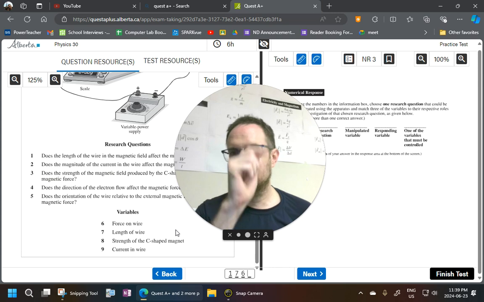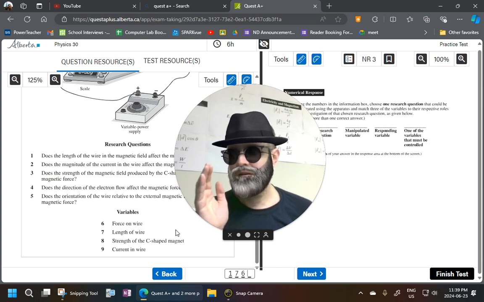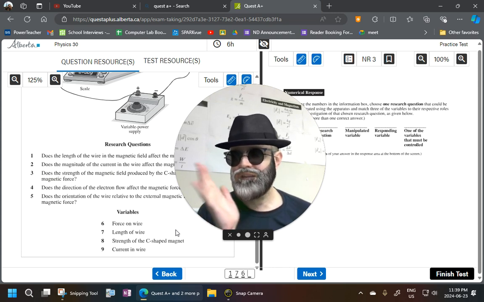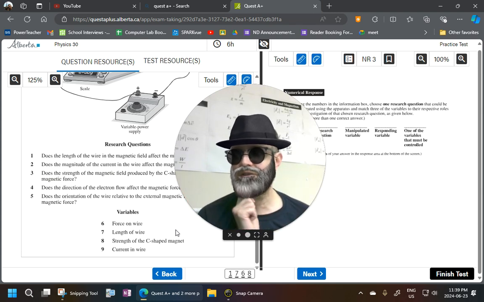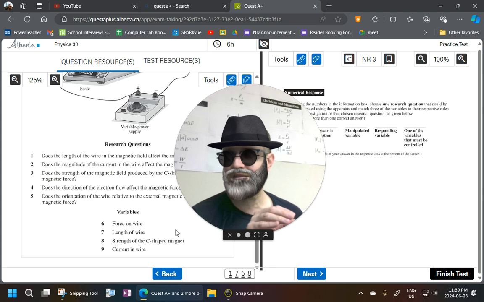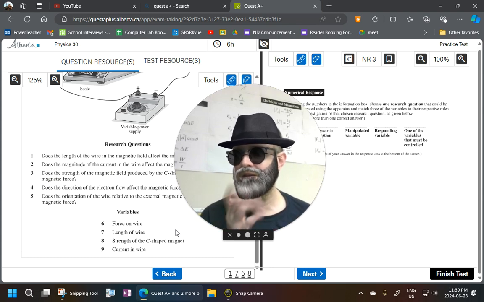So 7 and 6. And then what do I want to keep the same? Either 8 or 9, right? Maybe I'll keep 8 the same. I don't want to see if I change that by accident. Or the current in the wire, keep that the same. Just make more loops or something. So that could be an answer.